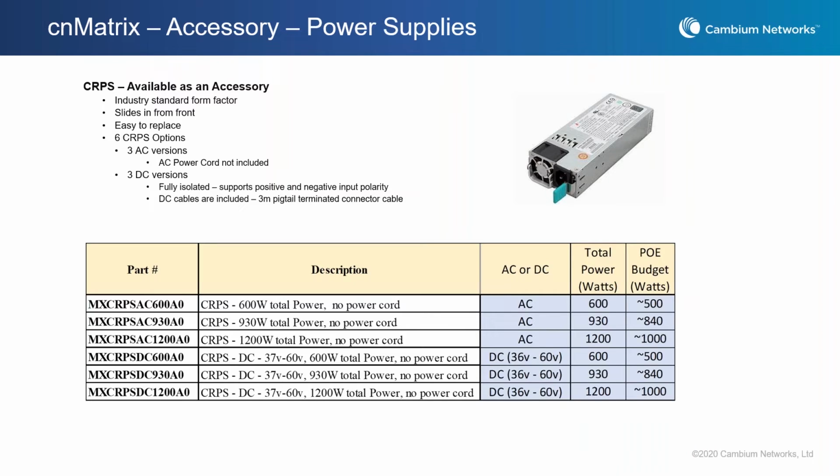We have 3 AC versions. Something to note, the AC power cord is not included. You need to supply a separate AC cord if you have one, or of course you can buy one. We have part numbers for that as well. We also have 3 DC versions, and again, they're fully isolated, so this supports positive and negative input polarity. The DC cables are included, so these are 3-meter pigtail terminated connector cables.